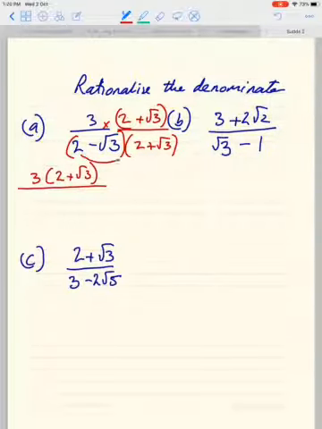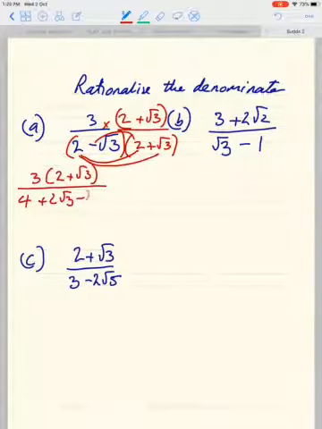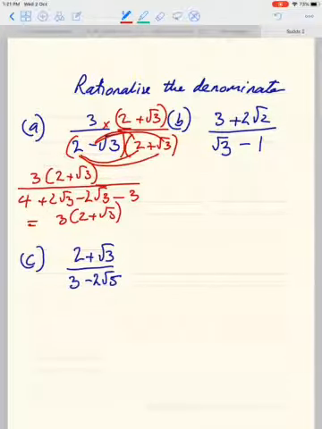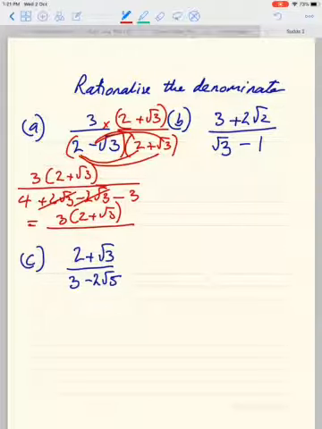And expanding, you might FOIL it out, or some other acronym. 2 times 2 is 4, plus 2 root 3, minus 2 root 3, minus and a plus is a minus, root 3 times root 3 is 3. And then what you find is that the top is 3 into 2 plus root 3. Can you see what happens on the bottom? The plus 2 root 3 minus 2 root 3 cancel each other out, and you're left with just a nice number. In this case, it's 4 minus 3 is 1.